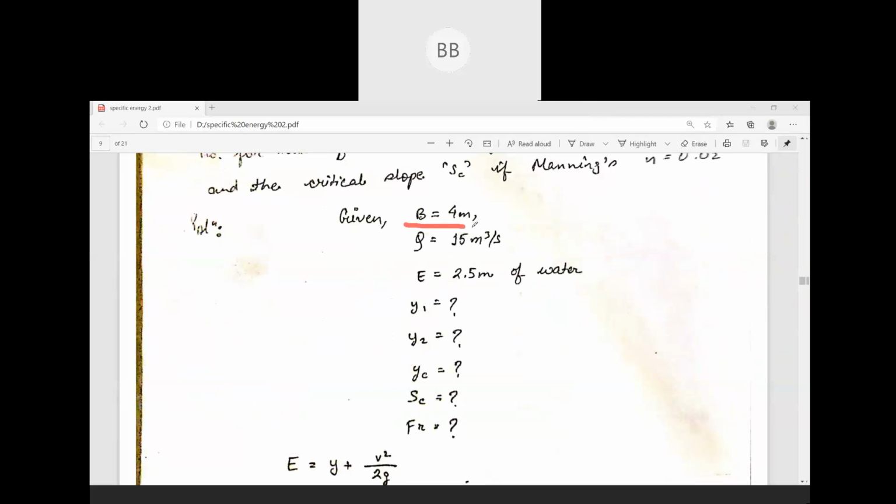So the depth of flow of 4 meter is given, discharge is given, specific energy is also given. Y1 we need to calculate, y2 also we need to calculate. Then we have the critical depth, which is the second part of the question. So this also we are going to discuss. First, we are going to find the y1 and y2 values, and then we are going to find the Froude number for each depth.